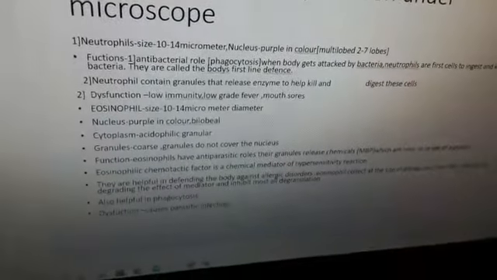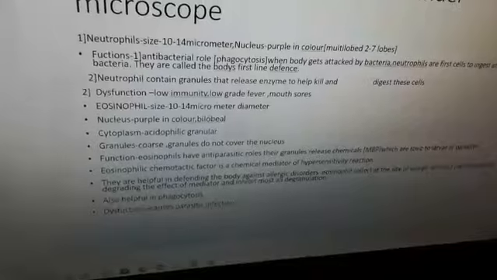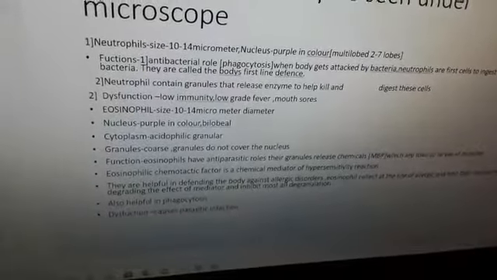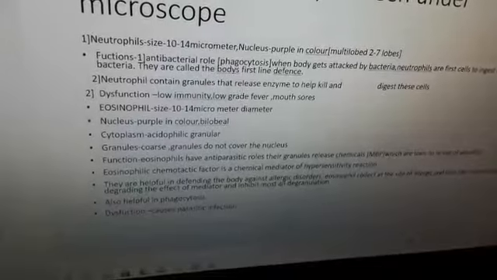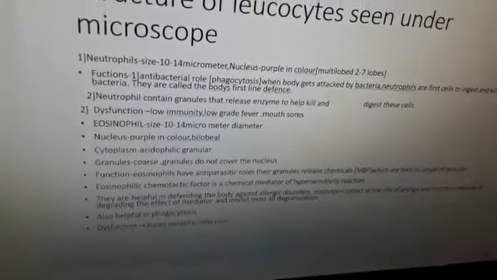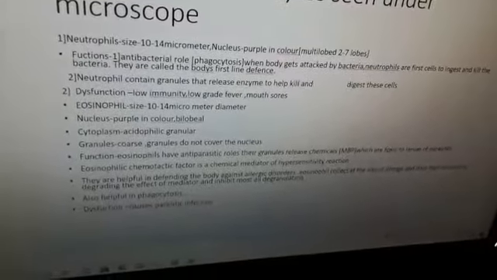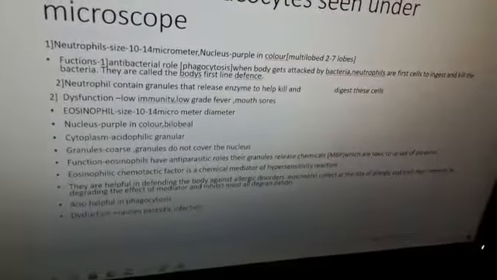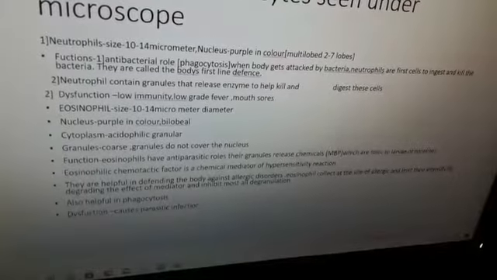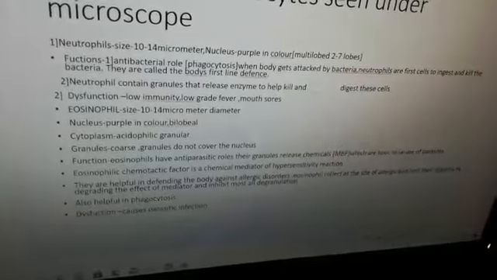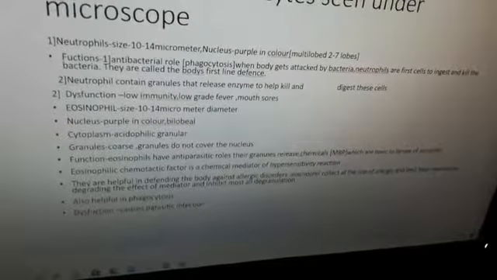First is the neutrophil. Size is 10 to 14 micron, nucleus purple in color, multi-lobed, 2 to 7 lobes. In the next slide, we will show the size of the neutrophils and the diagram of the neutrophils. Function: antibacterial role, phagocytosis. When the body gets attacked by bacteria, neutrophils are the first cells to ingest and kill the bacteria. They are called the body's first line of defense.